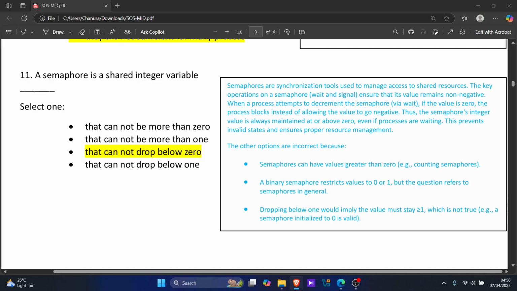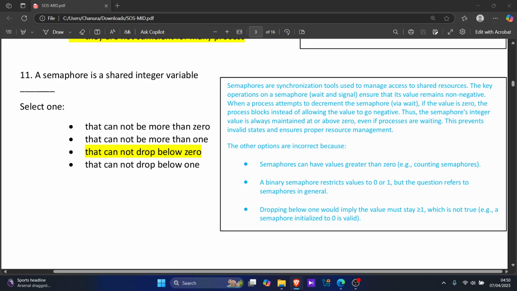That makes sense. Looking at the options, the third option says that cannot drop below 0, which aligns with what I just thought. The other options might be confusing. For example, the first option says it can't be more than 0, which would mean the semaphore's value is always 0 or negative. But that's not right because semaphores can have positive values, especially counting semaphores which can allow multiple processes to access a resource a certain number of times.